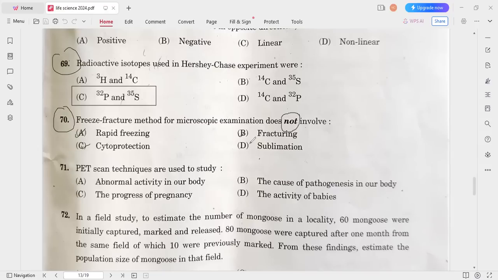Cytoprotection, no. Sublimation, yes. So usually, the freeze fracture method is used to study the structure and function of cell membrane. Okay, this one. When it comes to the steps of this freeze fracture method, it includes rapid freezing.